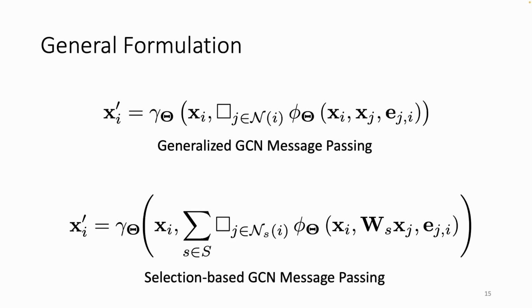You can write message passing as a generalized equation, and selection can be simply applied to that equation by, again, summing over selection weights in the message pass.